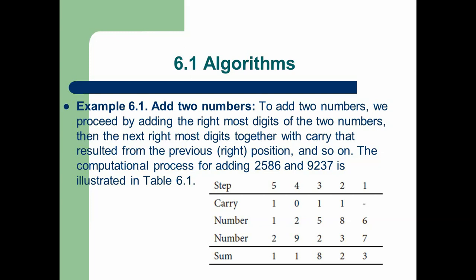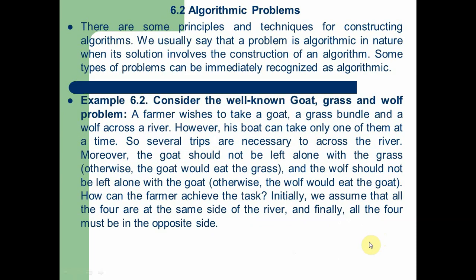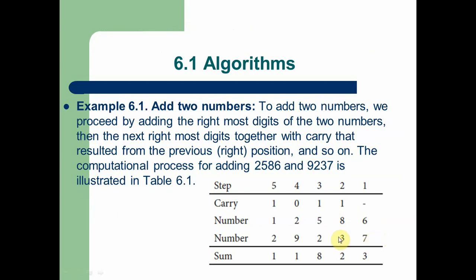Here you can see what an algorithm is. If you want to add two numbers, we should start from the right side and add the digits. After adding, we go for the next rightmost digits, and if there is any carry, we use that carry and add all the numbers.